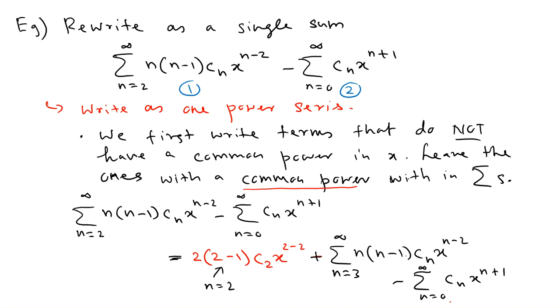So you can see that in these two, when you apply n equals 3 from the first one, you get x to the 1. When you apply n equals 0 from the second one, you also get x to the 1. So that means they are common. So the common ones we leave. So now the goal is to rewrite using one index. So what we can do is rewrite these using one index.